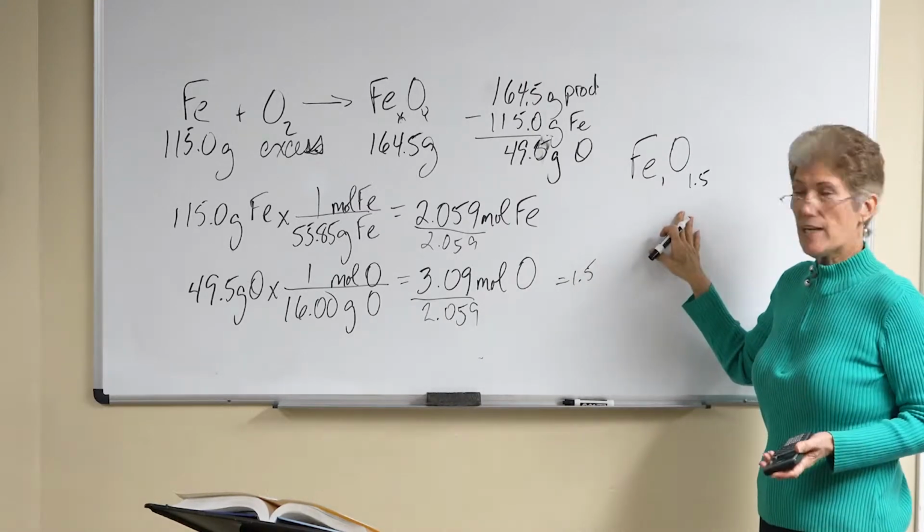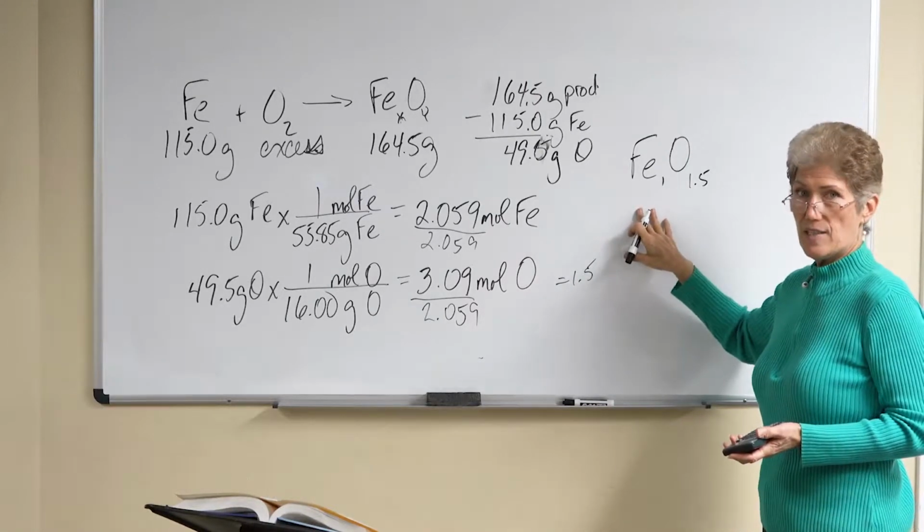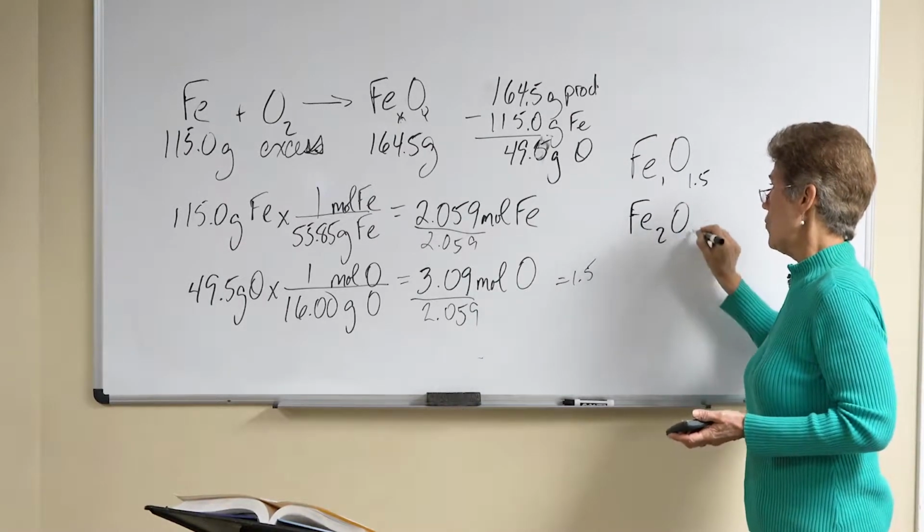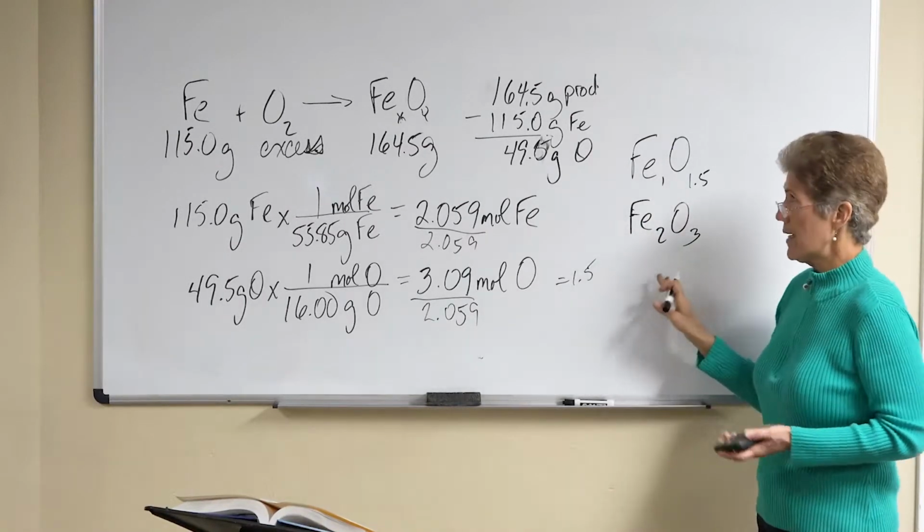But we can't leave it like that. So I'm going to multiply through by 2. That's the easiest way to get these to whole numbers. So that would give me Fe2O3. And that would be my answer.